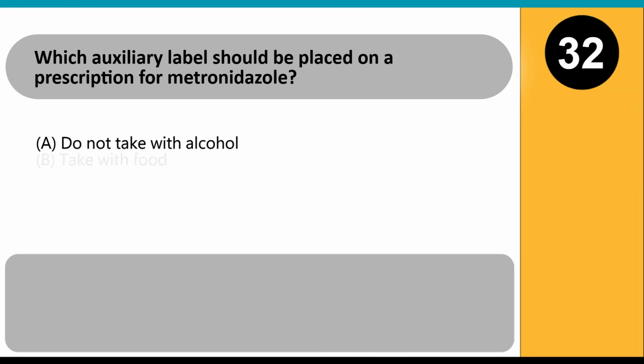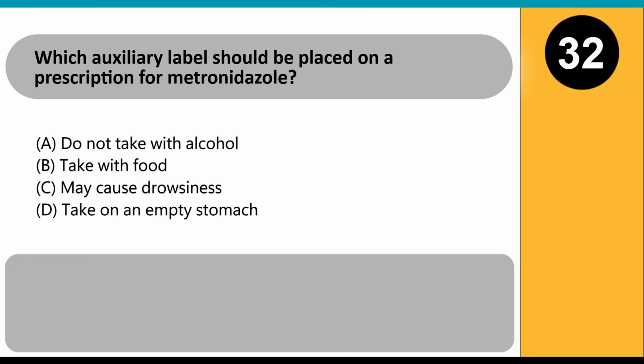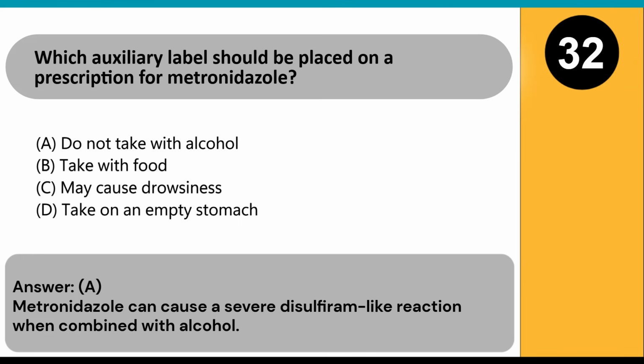Which auxiliary label should be placed on a prescription for metronidazole? A. Do not take with alcohol. B. Take with food. C. May cause drowsiness. D. Take on an empty stomach. Answer: A. Metronidazole can cause a severe disulfiram-like reaction when combined with alcohol.